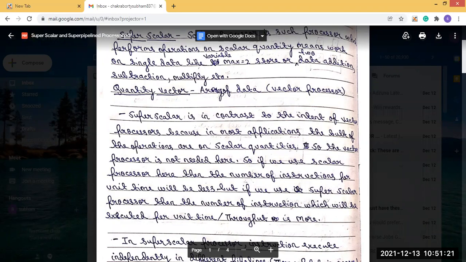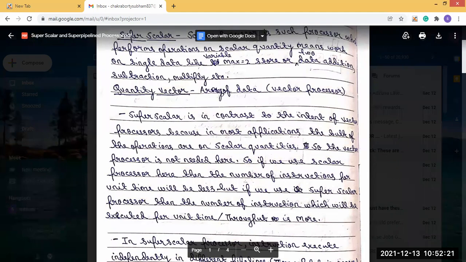So the scalar processor and superscalar processor are the same in that both work on scalar quantities or scalar instructions. But superscalar is much faster than the scalar. Per unit execution of instructions, or the throughput, the output we get is much more in the superscalar than in the scalar processor. So this is the difference between the superscalar processor and the scalar processor.